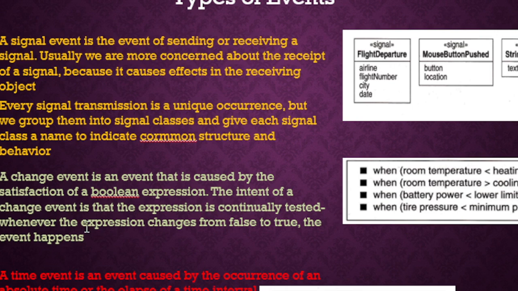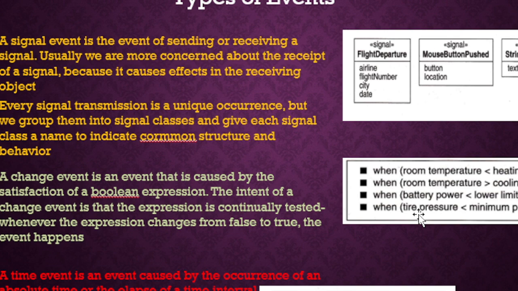The intent of a change event is that the expression is continually tested, and whenever the expression changes from false to true, the event happens. So it means whenever that logical condition changes, that event might happen. For example, when room temperature is less than the heating set point, when room temperature is greater than the cooling set point, when battery power is less than the lower limit.